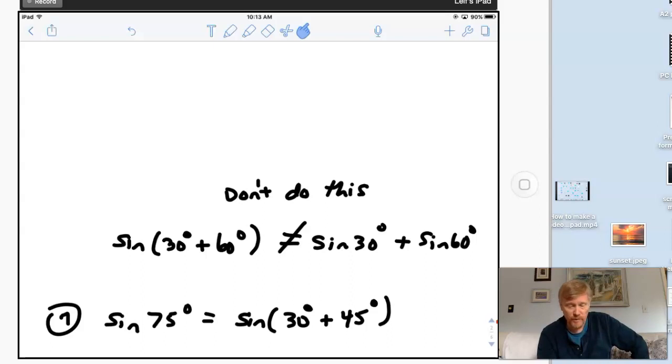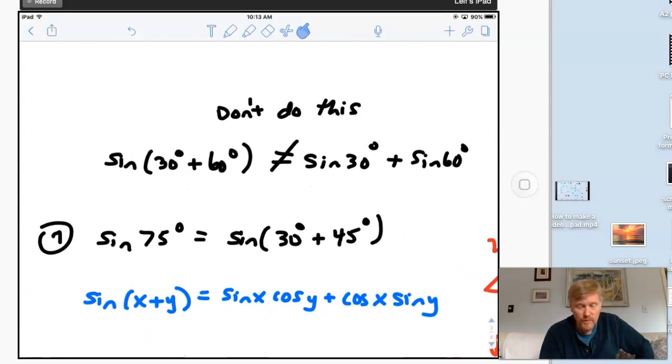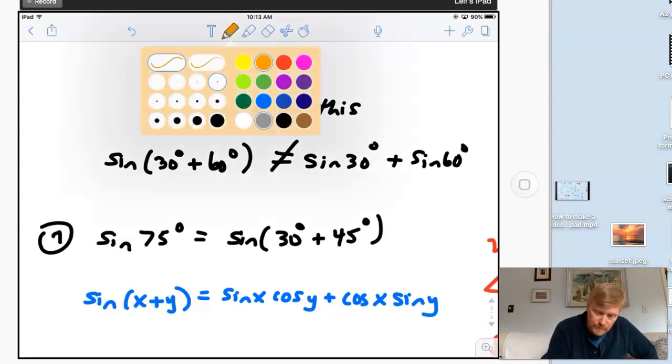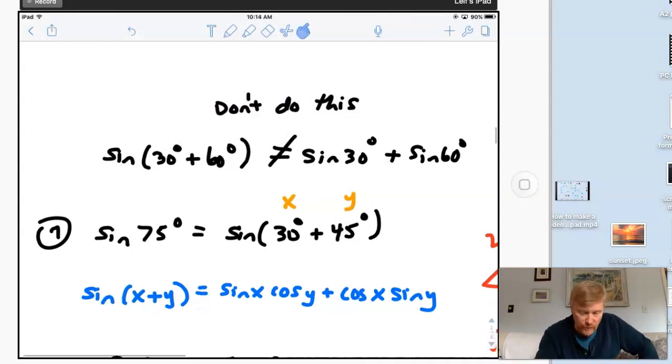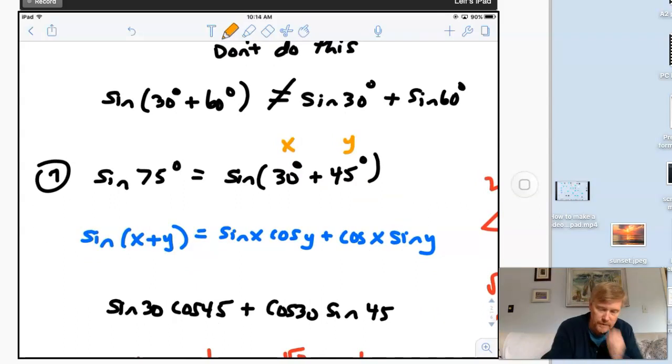So this one, 30 plus 45. I'm going to use that formula since there's an addition sign between them, just like it's written at the top of the page, which we started at the beginning of the video. So I can break this up. 30 degrees is going to be my x, and the y is going to be the 45. If I plug those numbers into my formula, everywhere there's an x, I put the 30, and everywhere there's a y, I put the 45. So you get the sine of 30 cosine of 45 plus the cosine of 30 sine of 45.